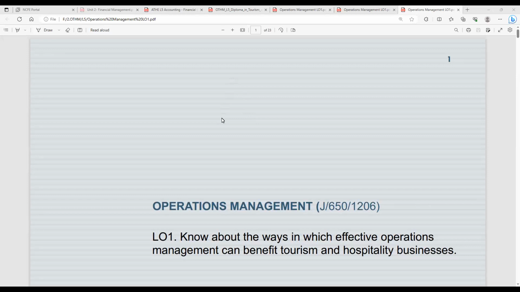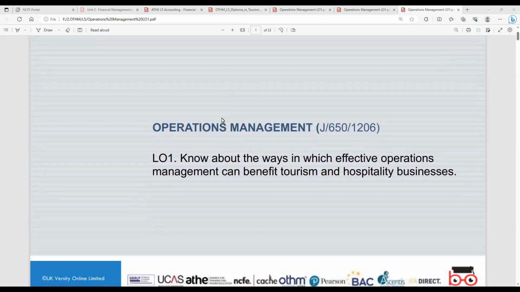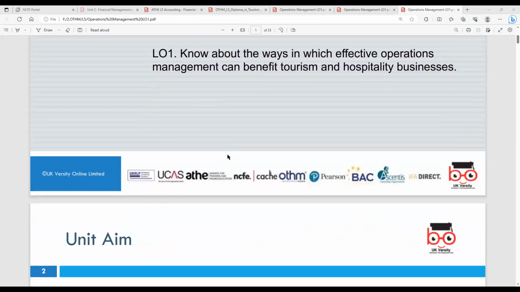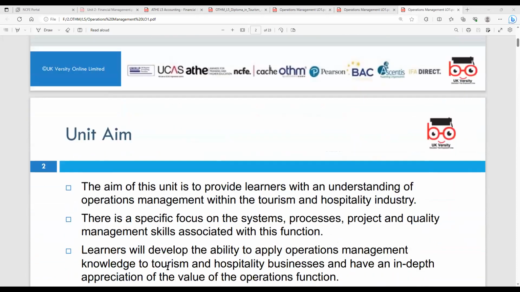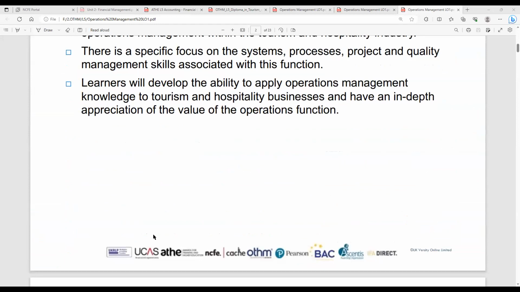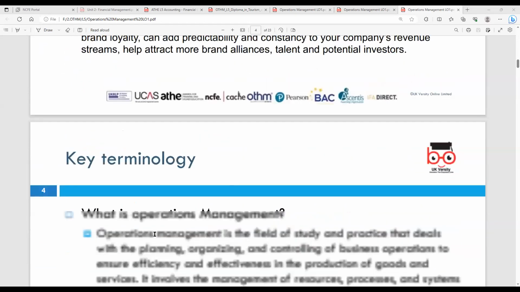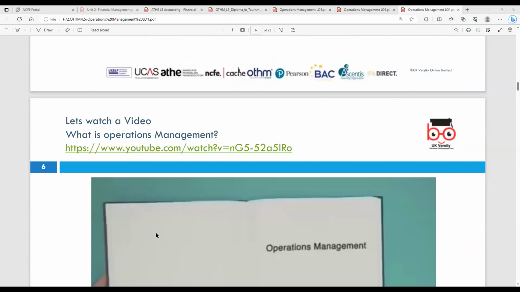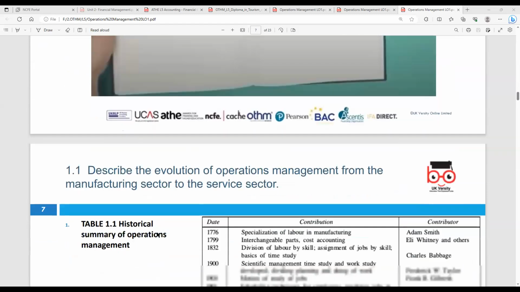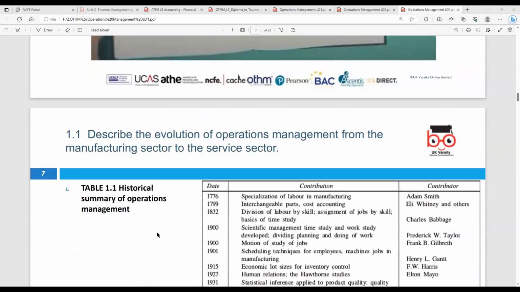So today we'll be looking at LO1, which is learning outcome number 1, which is to know about the ways in which effective operations management can benefit tourism and hospitality businesses. There are 3 learning assessment criteria we'll be covering. The first one is to look at the evolution of operations management from manufacturing sector to the service sector.